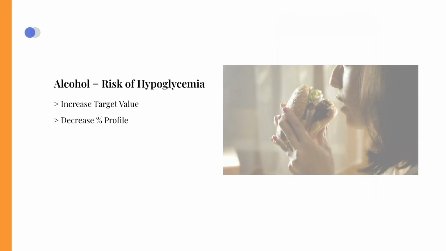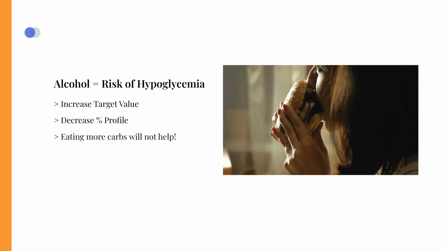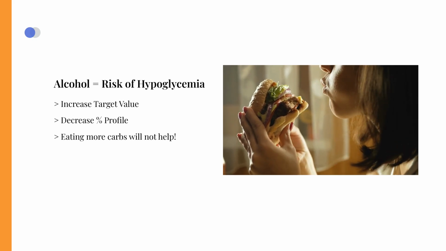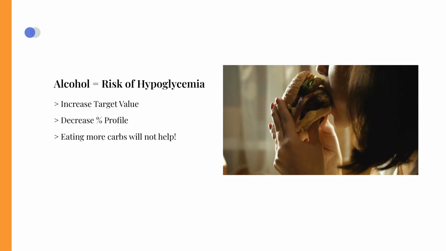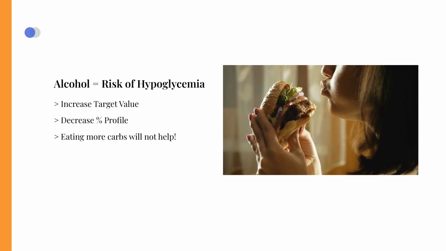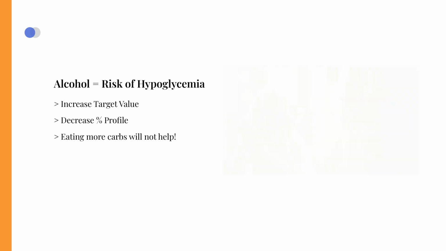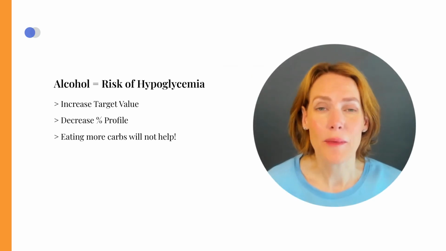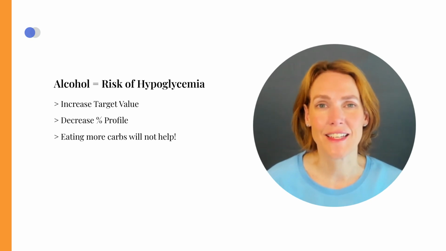It is worth noting that simply consuming more carbohydrates is not an effective strategy to prevent hypoglycemia, as the automated insulin delivery system will compensate for any rise in glucose levels by increasing insulin delivery. Always monitor your glucose levels closely when consuming alcohol and be prepared to make further adjustments as needed.